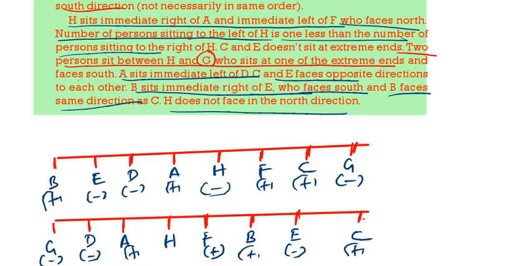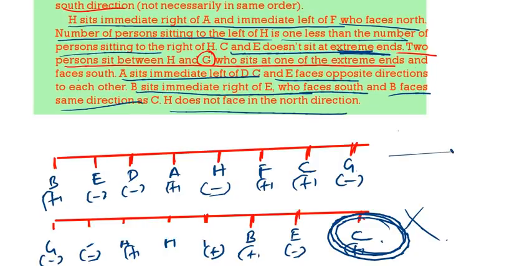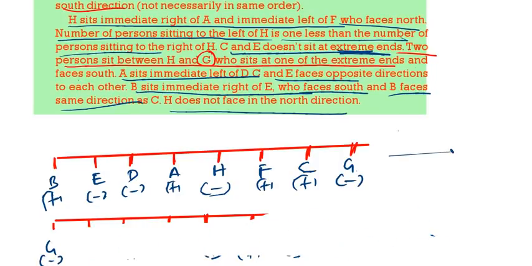Here one is given. What is given? C and E do not sit at extreme end. So here we got C at extreme end. So this one is wrong. This one is correct. Now the second one is wrong. Why? Because C is at extreme end. Now taking this, we should answer the question.